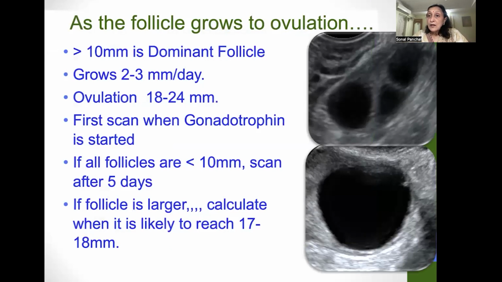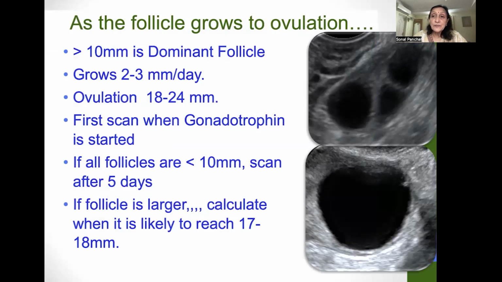As the follicle, after achieving dominance, grows, since it is dominant and sensitive to FSH, the normal growth rate of this follicle should be about 2 to 3 millimeters a day, though there is some literature which also mentions 1 to 4 millimeters as the limit. Ovulation usually occurs when the follicular size is about 18 to 24 millimeters.